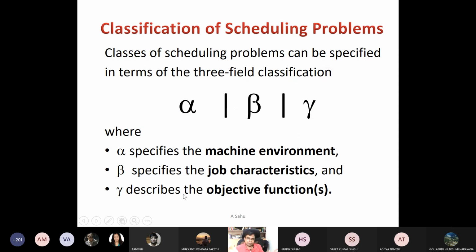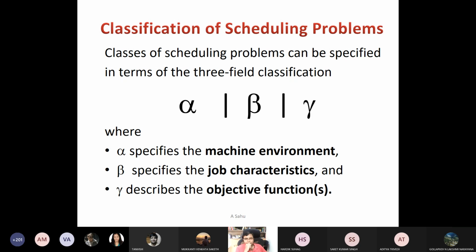Take any classification problem. Classes of scheduling problems can be specified in terms of three fields of classification: alpha, beta, gamma. This is the notation, where alpha specifies the machine environment, beta specifies job characteristics, and gamma specifies the objective function. Let's look at this with an example. The first is alpha, the machine environment. The second is the job environment. The third is the objective function.